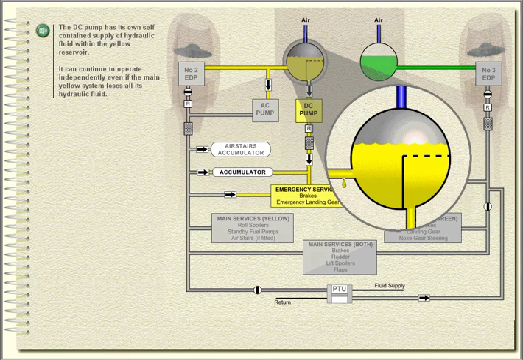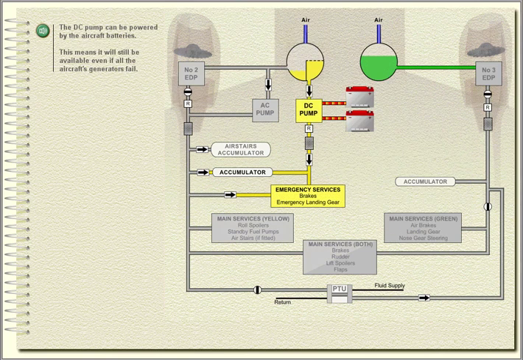The DC pump has its own self-contained supply of hydraulic fluid within the yellow reservoir. It can continue to operate independently, even if the main yellow system loses all its hydraulic fluid. The DC pump can be powered by the aircraft batteries. This means it will still be available even if all the aircraft's generators fail.